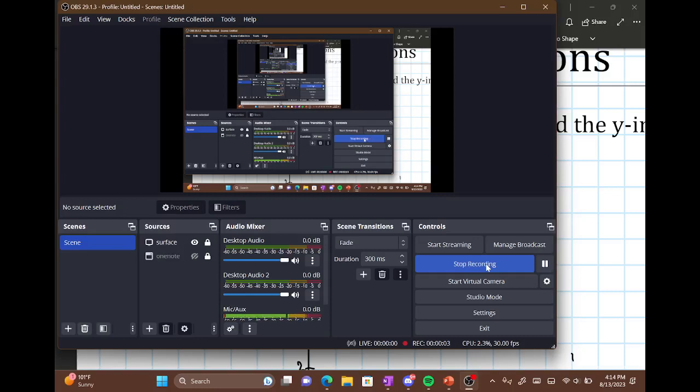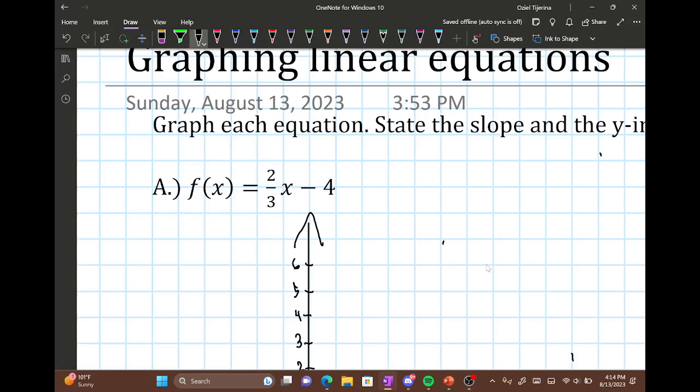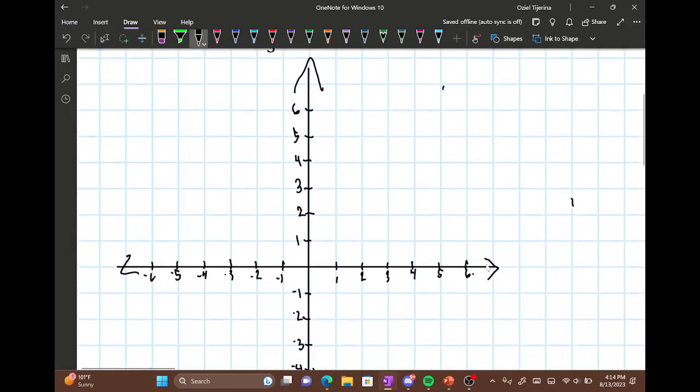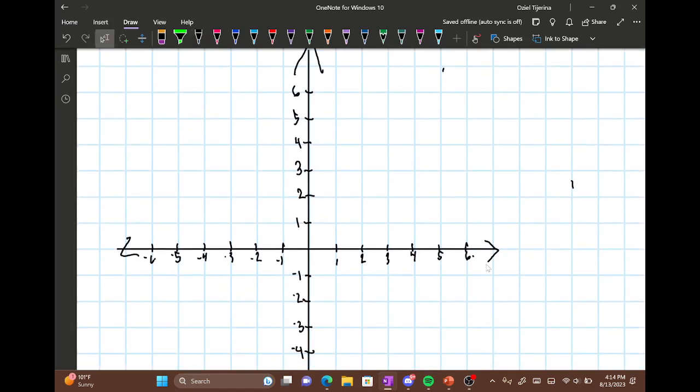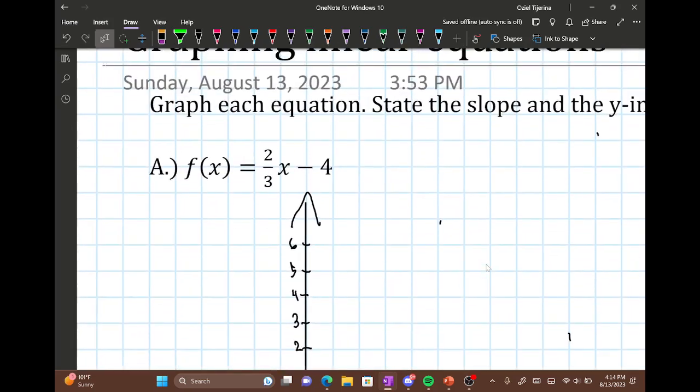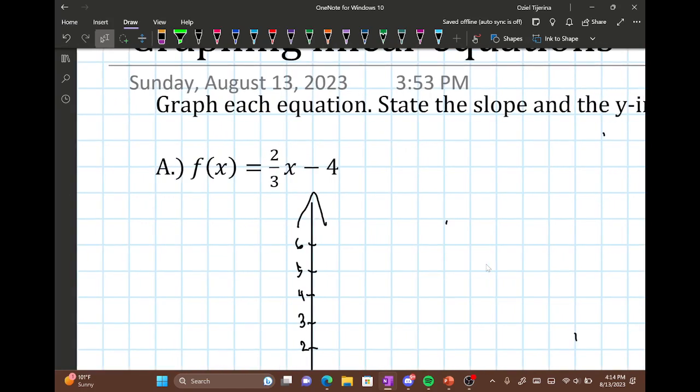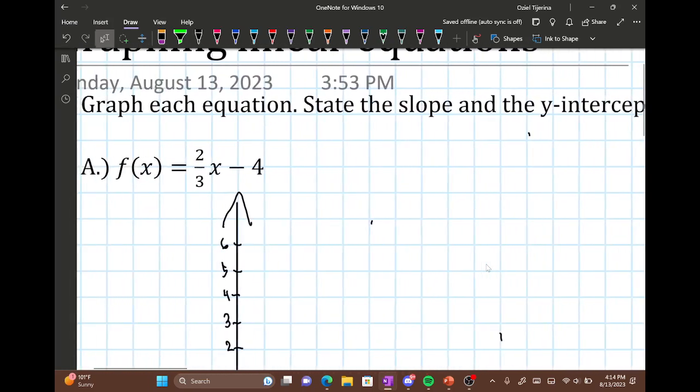Okay, so hi guys. In this video, I want to go over two problems where we graph linear equations given slope-intercept form. This is one type that I want to go over. I may have gone over this previously, so this is kind of an updated video. Basically, we're going to graph this equation, and it says to state the slope and the y-intercept.